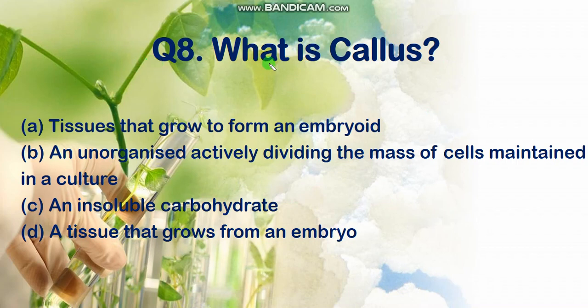Question number 8. What is callus? Option A tissues that goes to form an embryo. B. An organized activity dividing the mass of cells maintained in a culture. Option C. An insoluble carbohydrate. Option D. A tissue that grows from an embryo. Here the correct answer is callus is an unorganized actively dividing mass of cells maintained in the culture. We call it as callus.